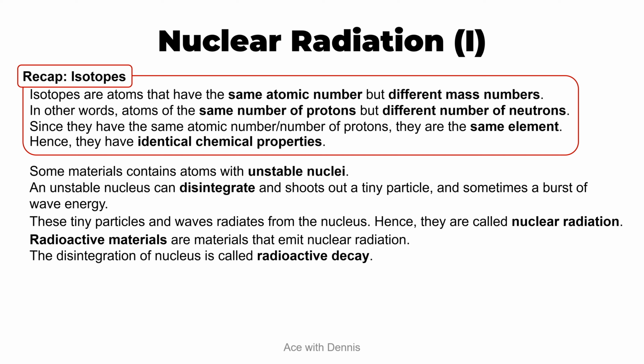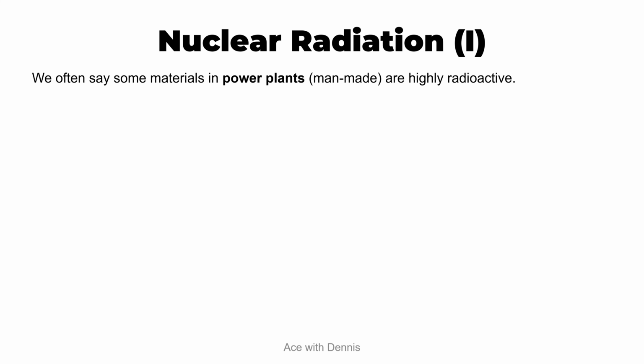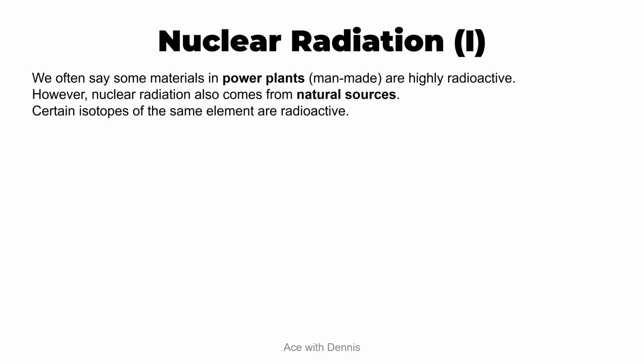We often say some materials in power plants, which are man-made, are highly radioactive. However, nuclear radiation also comes from natural sources. Certain isotopes of the same element are radioactive. So let's see the concept here. For isotopes, there are stable nuclei, for example, carbon-12 and carbon-13. For unstable nuclei, we have carbon-14.